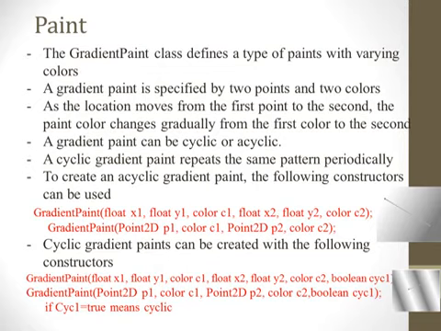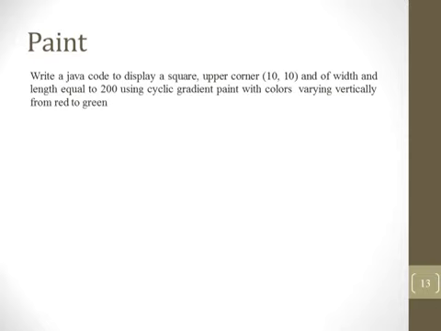1, 2, 3, 4. Okay, from 200 to 100 by red, to 200, 150 by green, and then it will continue green to red, red to green, green to red, and then we put G2.setPaint, and then we fill the rectangle with this paint, which is defined on the G2 graphics.